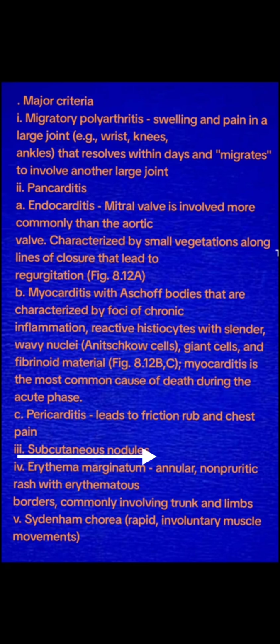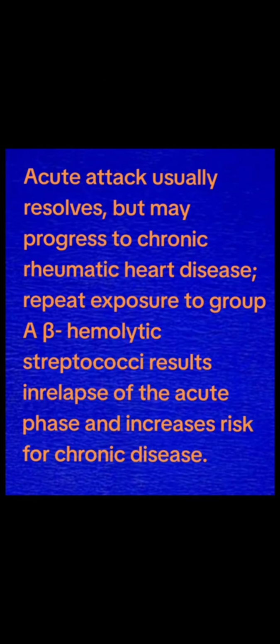Subcutaneous nodule, erythema marginum. Erythema marginum is an annular non-pruritic rash with erythematous border, commonly involving the trunk and limbs. Sydenham chorea. Sydenham chorea is rapid involuntary muscle movement. The acute attack usually resolves but may progress to chronic rheumatic heart disease. Repeat exposure to group A beta hemolytic streptococci results in relapse of the acute phase and increased risk for chronic disease.